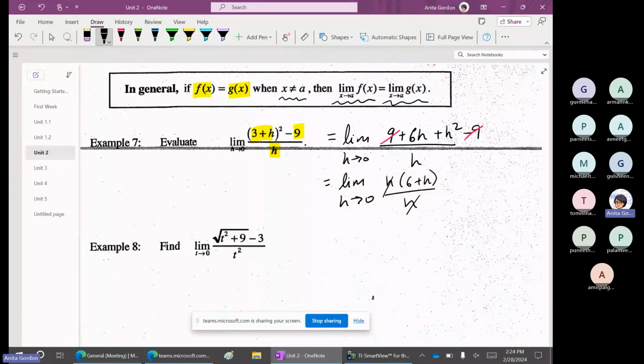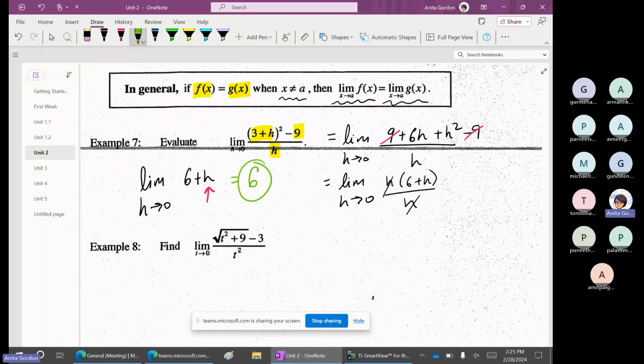All right. Now I can use direct substitution. Right now, this simplifies to the limit as h approaches 0 of just 6 plus h. So I put 0 in here. This tells me that the limit exists and it is the value of 6. Okay, so sometimes factoring helps and sometimes expansion helps. Play around with it.